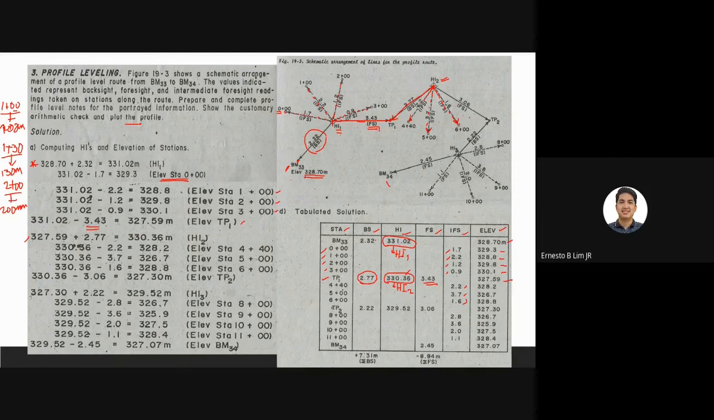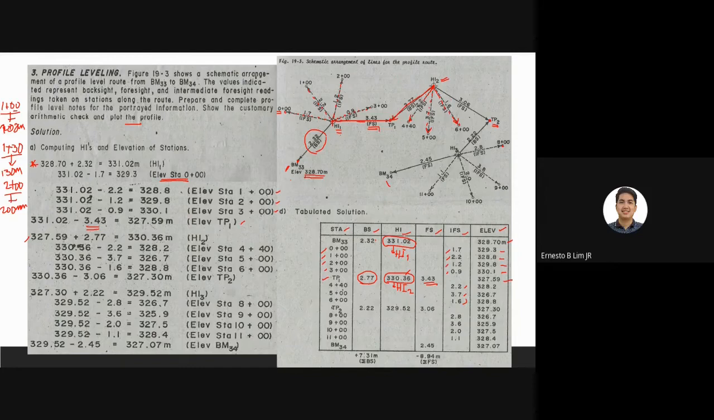Then again, the instrument man cannot anymore read the rod reading here at station 8 plus 00. So you need to establish again a turning point. So you have TP2 here.